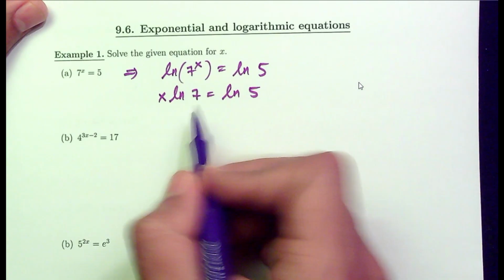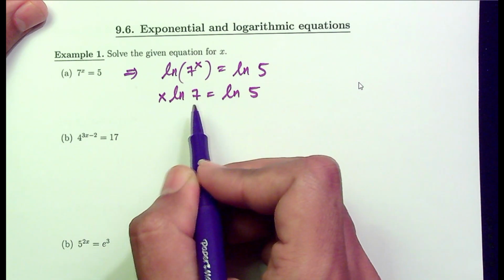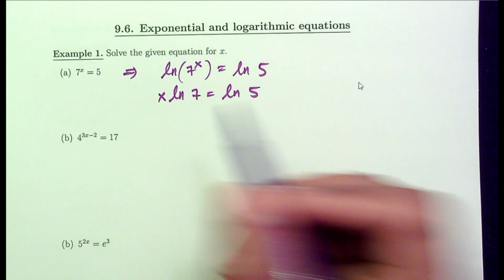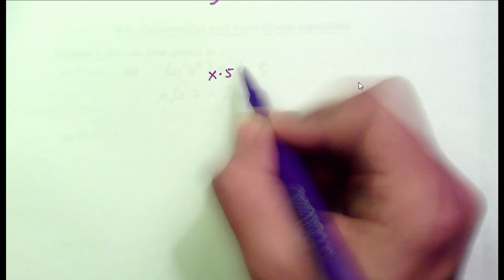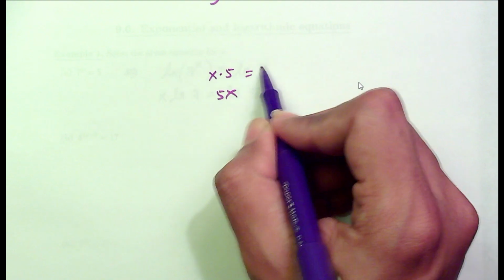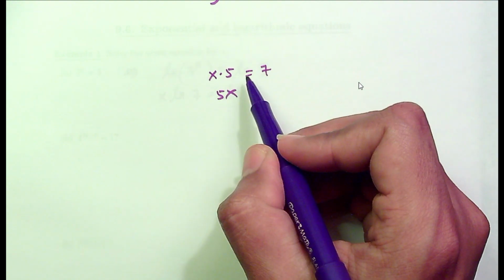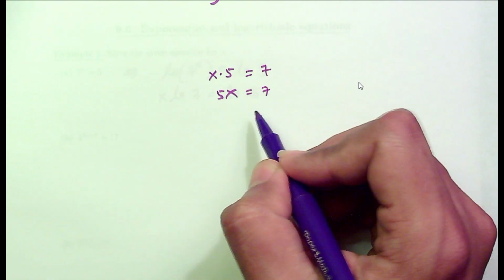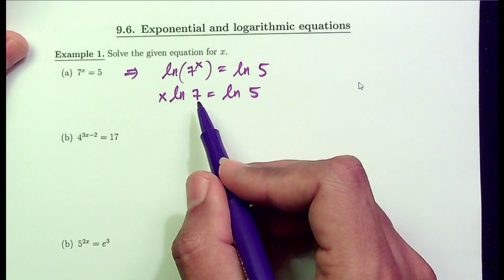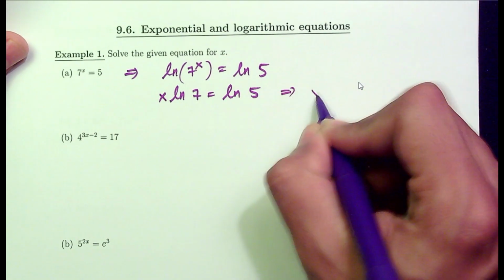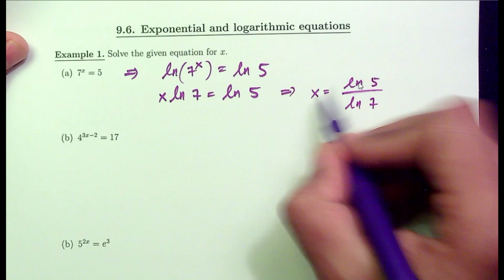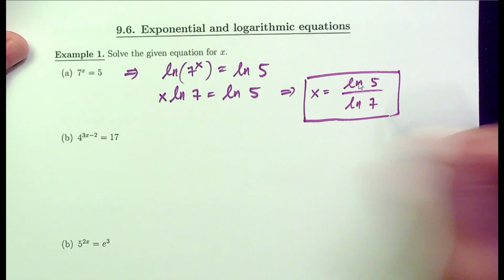And now lastly, ln of 7 is a number. That's just a number. You can put that in the calculator. We're not going to put it in the calculator, but I'm saying this is just a number. So it is like having x times 5, or 5x. That thing is just a number. So you know that if you have something like this, to solve for x, you would divide by 5. Right? Similarly here, this is just a number. So to solve for x, we just divide by ln of 7. So that means x is going to be ln of 5 over ln of 7. And that's the answer.